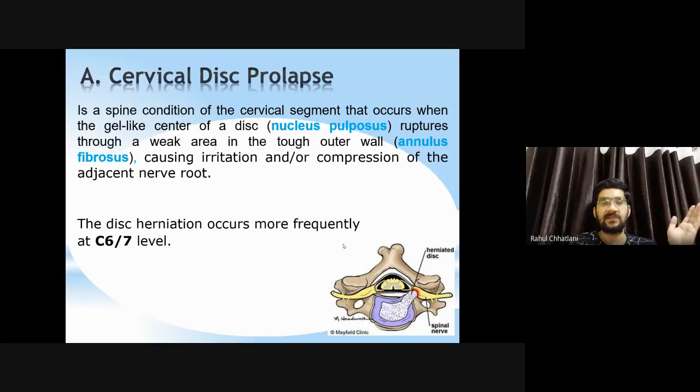Prolapse means to come out, causing irritation and or compression of the adjacent nerve root. Whichever nerve root exits from there will be compressed, because the space between the two vertebrae decreases as the IV disc has become prolapsed, that is moved out. The disc herniation occurs more frequently at C6 and C7 level because mobility is more. The more the mobility, the maximum mobility is in the cervical region, specifically the lower cervical region. That is why you see more disc prolapse at this level, C6, C7.